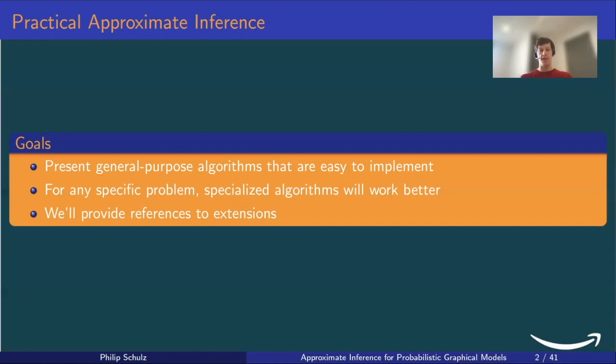That being said, we will provide references to extensions, right? So these algorithms that I'm presenting are basically the bare bones algorithms, and obviously there's a whole lot of research on how to extend them and make them better. And I'll just point you into the general directions, right, where you can then follow up and read up on.